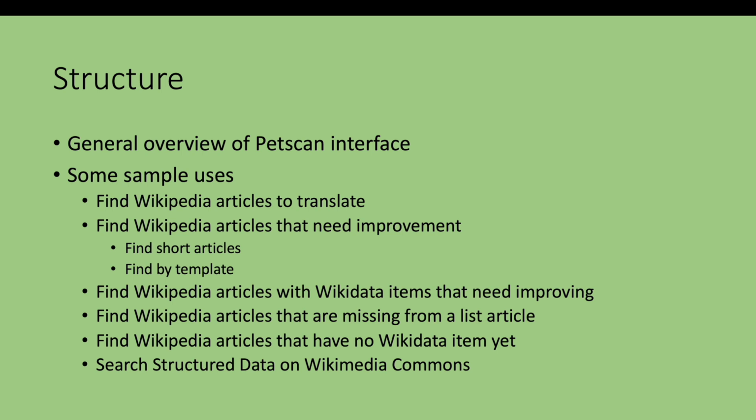You can find Wikipedia articles with Wikidata items that need improving. You can use it to find Wikipedia articles missing from list articles. You can use it to find Wikipedia articles that don't have a Wikidata item attached to them yet. And the last thing I'll show you is how to search structured data on Wikimedia Commons using Petscan.